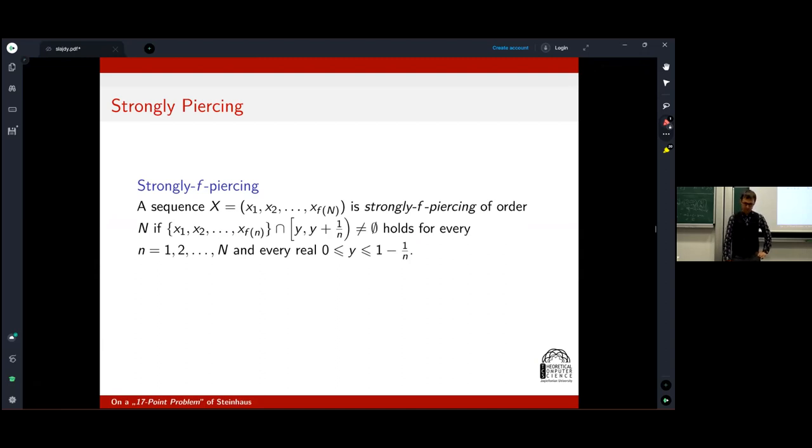We did it differently a little bit, but now we are smarter, and we know that there are some smart results in the past that we can use. And the first thing is that we can strengthen the requirement on our sequence. In our F piercing sequence, we need to pierce some intervals of length 1 over n. Now, in this strongly piercing setting, we want to pierce every interval that is of length 1 over n. It's a more difficult problem, because there are more intervals to pierce.